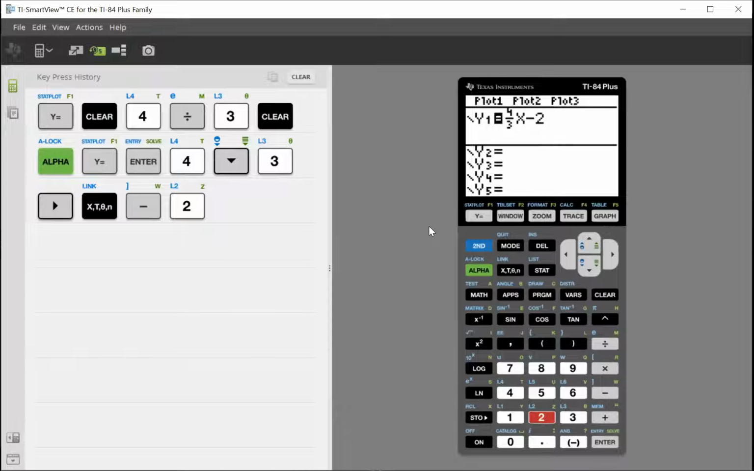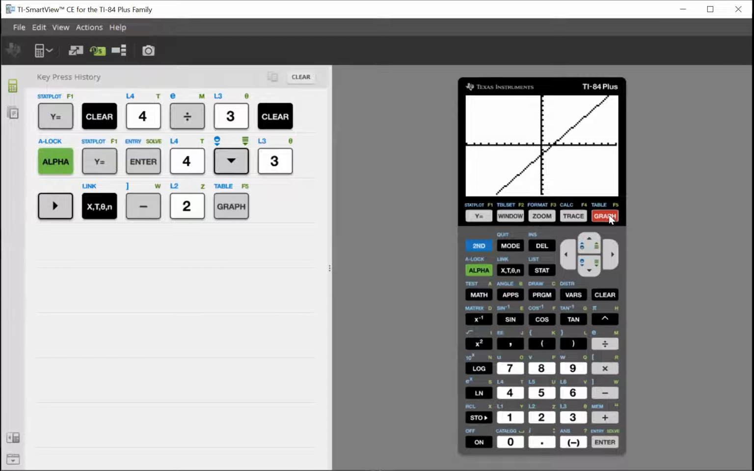So y'all, we got the equation in Y equals. If you want to find what your graph will look like, hit graph over here. And look at that. That's about the same line that we plotted on paper a while ago. But guess what? You need 2 points when you plot this in Math Lab.